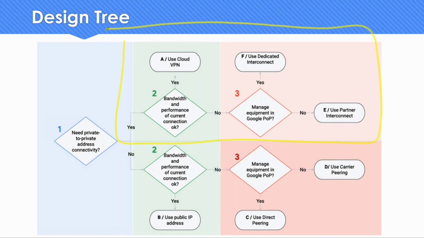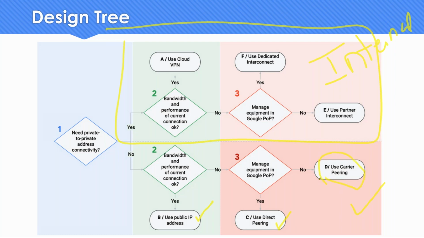The top, if I take my highlighter, this one is internal IP address, folks. The RFC 1918 standard. The bottom part is basically when you want to use peering, the options of peering. Is the bandwidth and the performance of the current connection okay? Meaning just use your public IP address and continue working on it. If you say no, I need more, then you again ask the same thing: are you close to the co-location facility? Then you go with your Direct Peering. If you say no, go with your Carrier Peering.